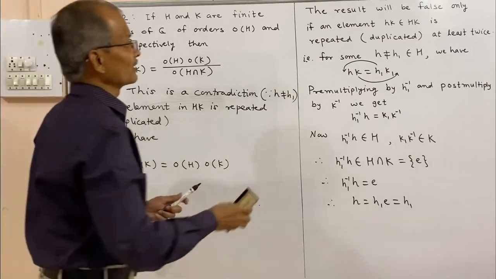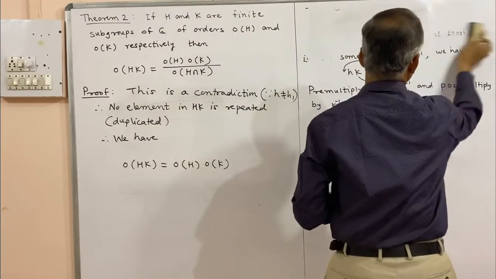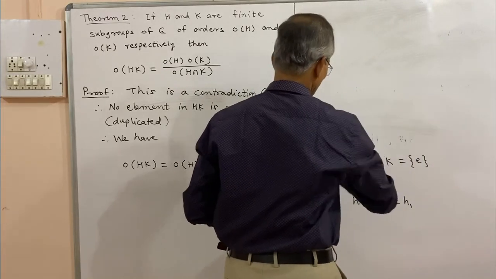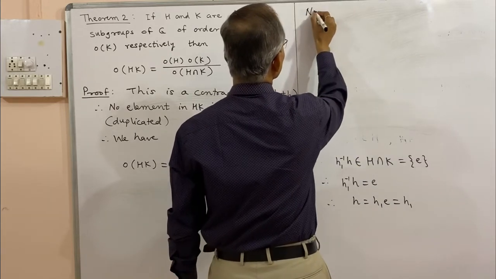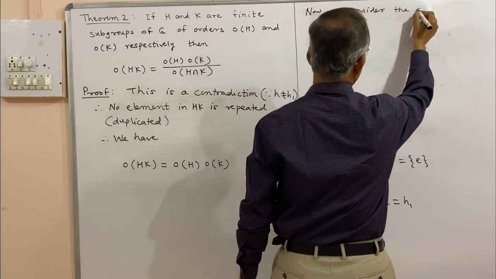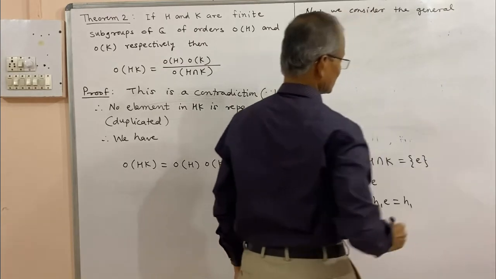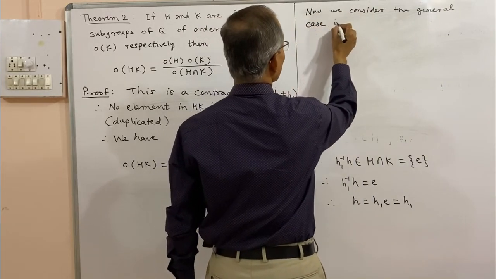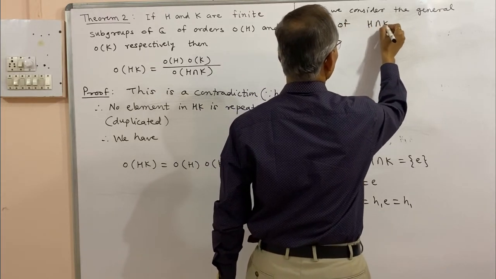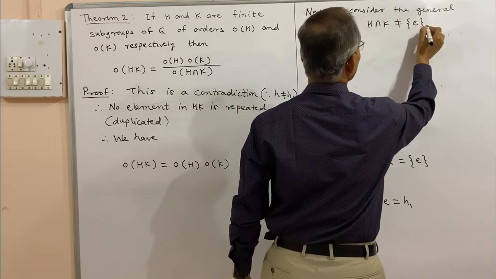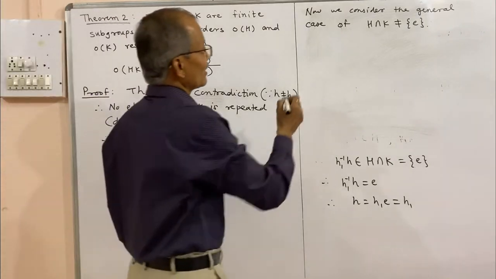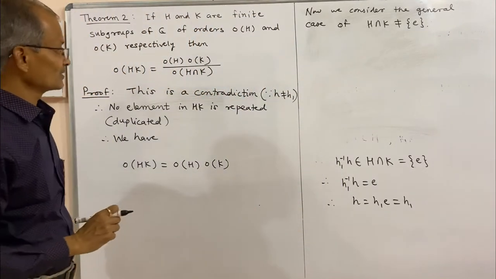Now we consider the general case where h intersection k is not equal to E. The general case of h intersection k not equal to E. And here we shall prove that an element in hk occurs exactly order of h intersection k times.